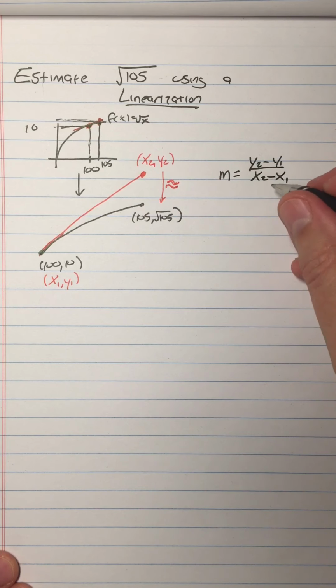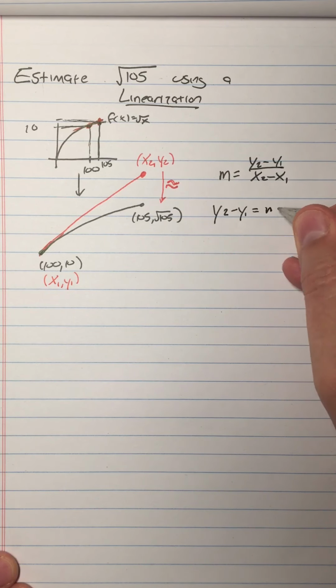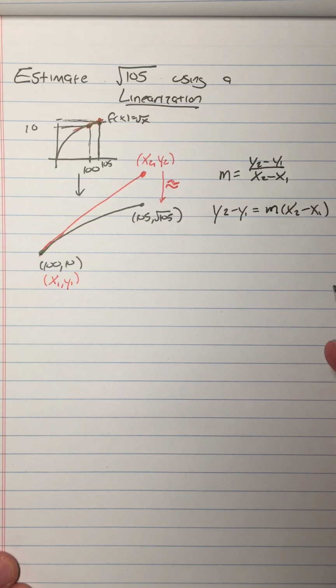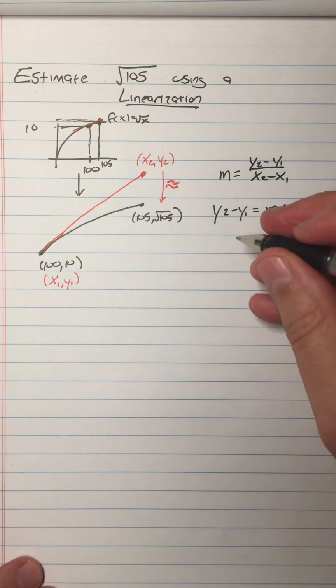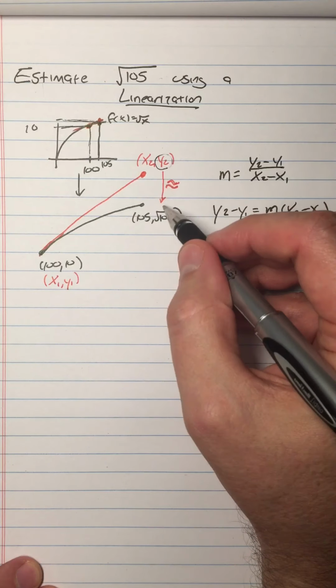Then one thing you can do here is multiply both sides by x2 minus x1 and get y2 minus y1 equals m times x2 minus x1. And by the way, that's the point-slope form of the line. Where does it come from? It comes from the slope formula. All right, and then what we're going to do is work with this algebraically, because what we're really interested in is this y2. We want to use it to estimate.